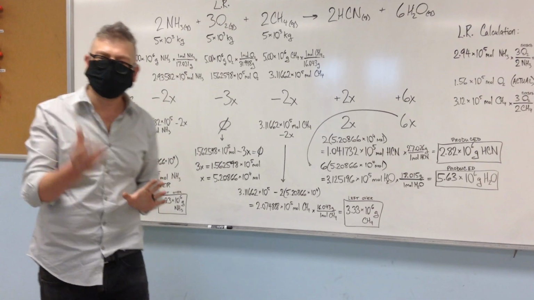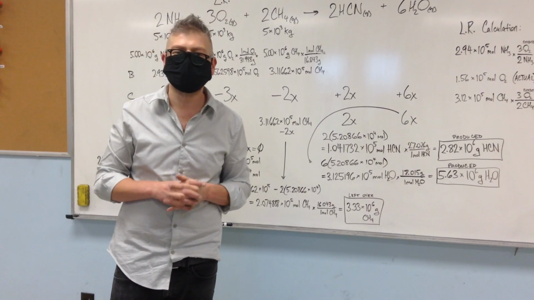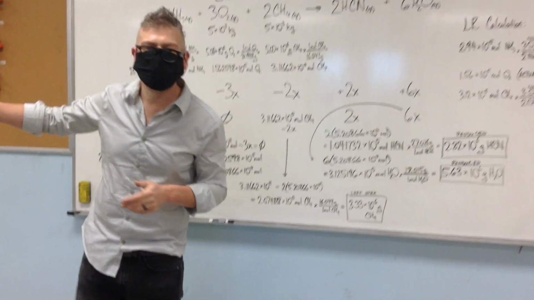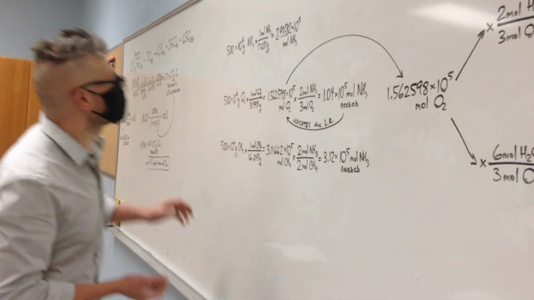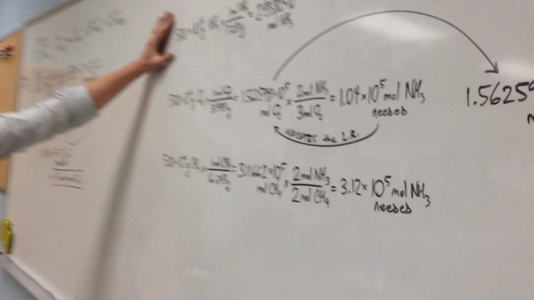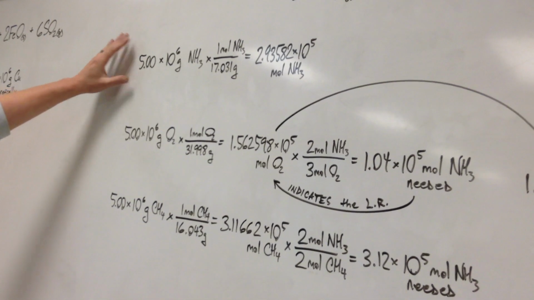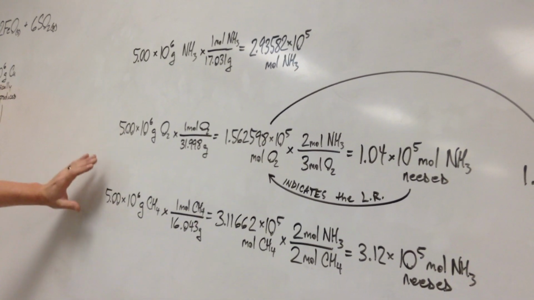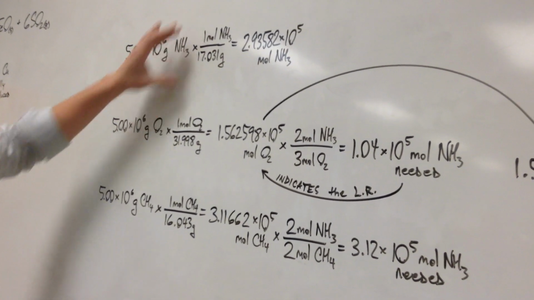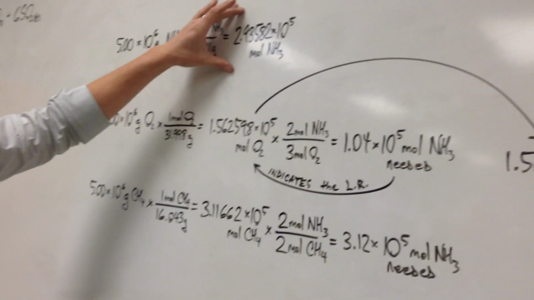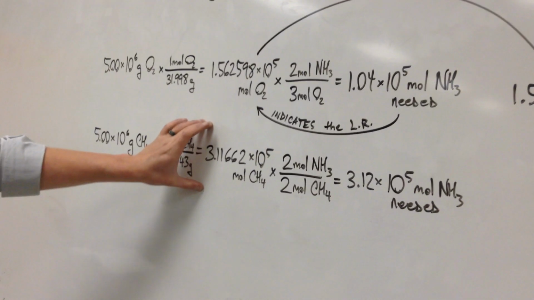There's also another way to do this, perhaps you might say a little bit more convenient. So let's shift over here. But really we're doing the same thing, we're just cutting out the table. So here, again, I'm starting with our 5 times 10 to the 6 grams of NH3, 5 times 10 to the 6 grams of O2, 5 times 10 to the 6 grams of CH4. Converting using molar mass, I can find moles of NH3, moles of O2, moles of CH4.